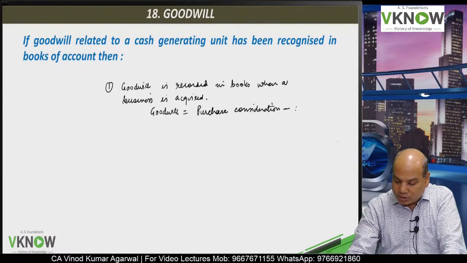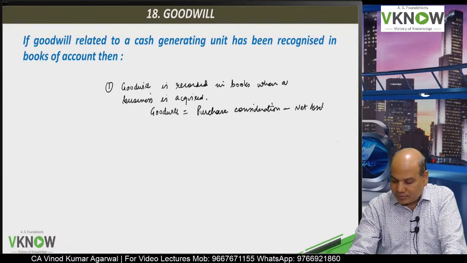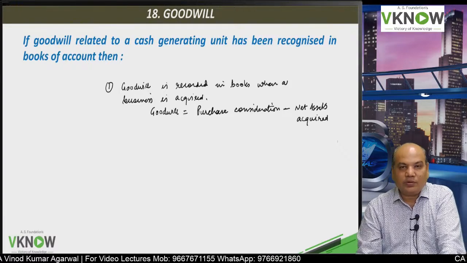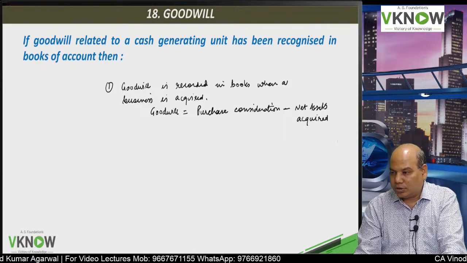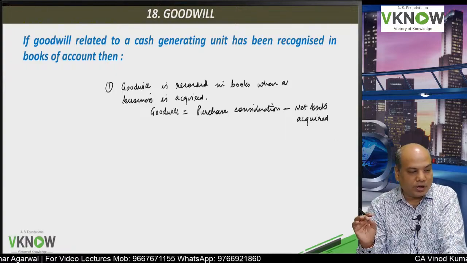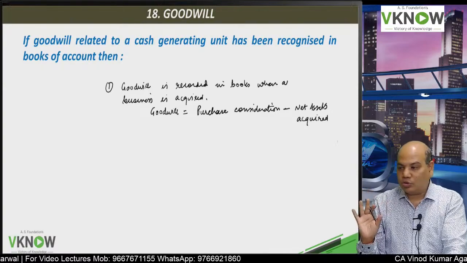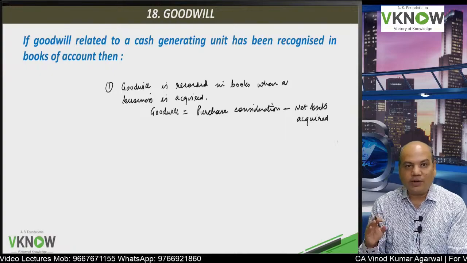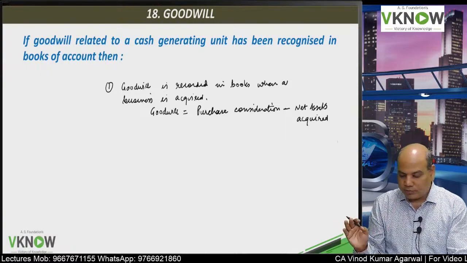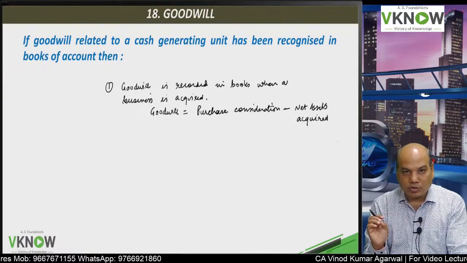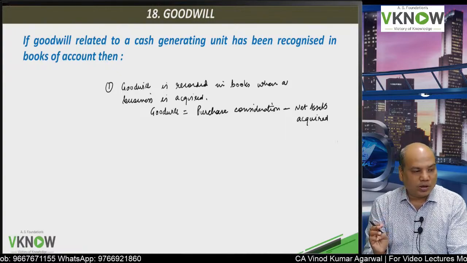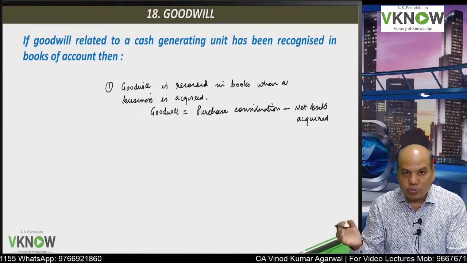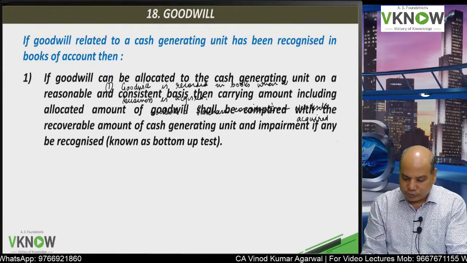Purchase consideration minus net asset acquired. That is how goodwill is created in the book. If there is self-generated goodwill, it doesn't appear in the book. So no question of impairment of goodwill. Our topic is how to provide for impairment of goodwill. So first, goodwill should appear in the books. Goodwill will appear in the book if you have acquired a business and your purchase consideration paid is more than the net asset acquired.